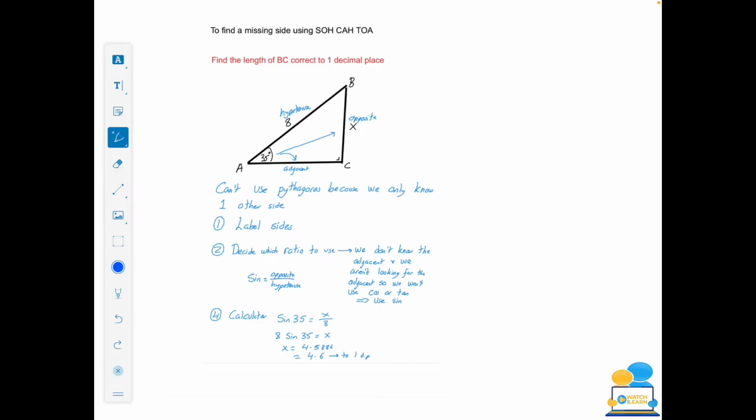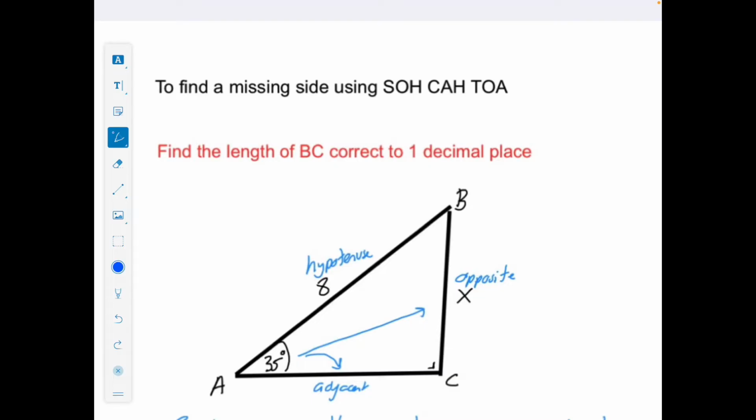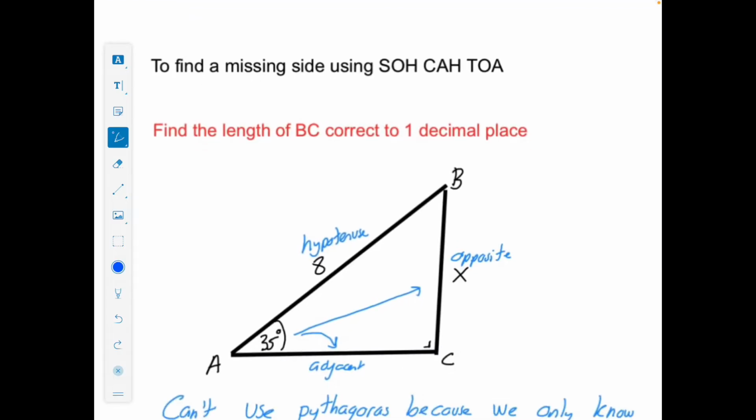Now, the first thing we're going to use SOHCAHTOA for is to find a missing side. This question says, find the length of BC correct to 1 decimal place. So we are looking for, we'll just highlight the side we're looking for, BC, which is that side there. We can see we have a right angle triangle.